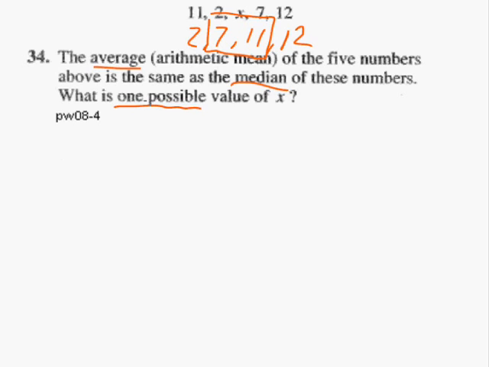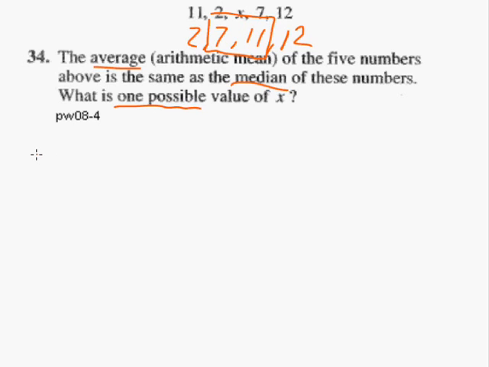Now, how do I know the median has to be either 7 or 11? Well, if x is smaller than 7, let's say it's 1: 1, 2, 7, 11, and 12. And again, what's the median? The median is the middle number when we put things in order from the smallest to the biggest. So if x is smaller than 7, 7 would have to be the median. If x is bigger than 11, so let's say 2, 7, 11, 12, and 13, then 11 would have to be the median. So first, let's start by solving if the median is 7.